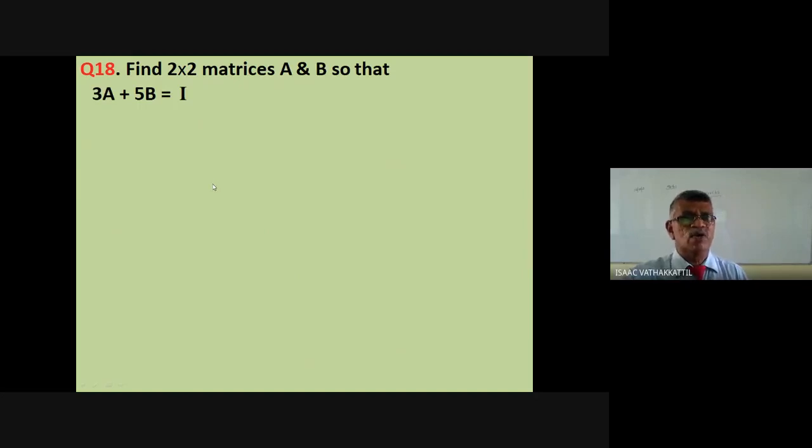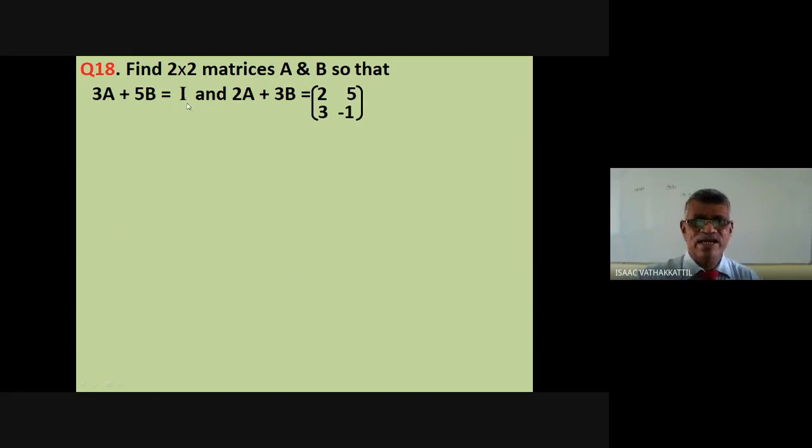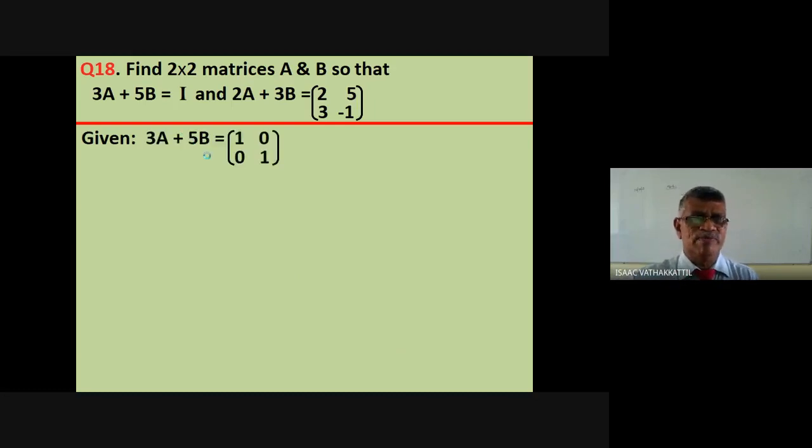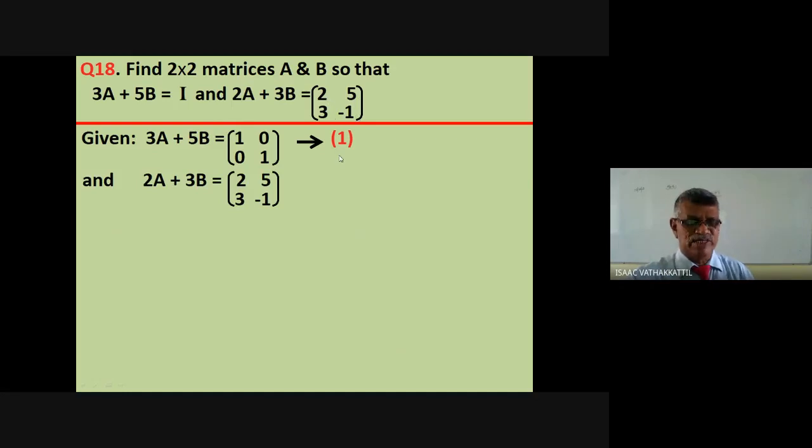3a plus 5b equal to I, and 2a plus 3b equal to 2, 5, 3 minus 1. Here I means the 2 by 2 identity matrix. Because we are dealing with 2 by 2 matrices, I without any suffix is an identity matrix that can be equated, so that identity matrix will be 2 by 2. So given 3a plus 5b equal to 1, 0, 0, 1, that is equation 1, and 2a plus 3b equal to 2, 5, 3 minus 1, equation number 2.